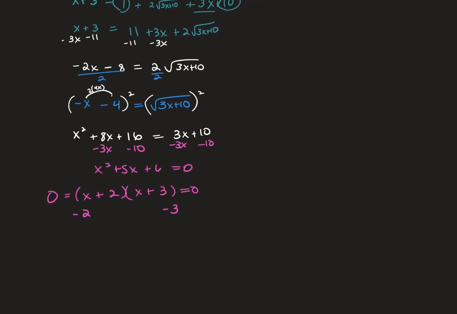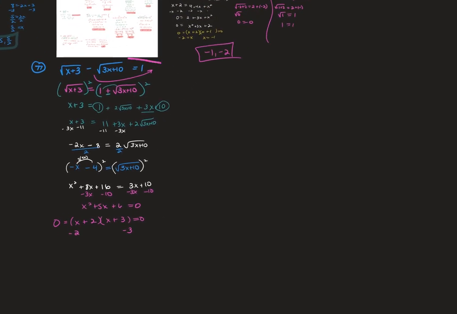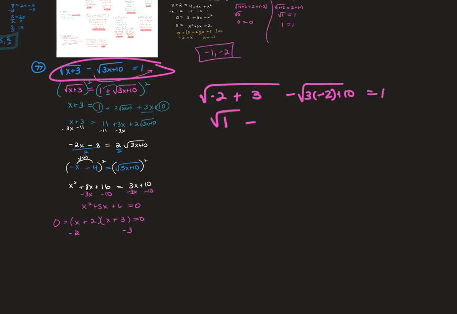But obviously this is where you've got to plug back in. So I'm going to plug them back in up here. So I get the square root of 1 minus, this would be negative 6 plus 10. That's 4. 1 minus 2 is negative 1. And that doesn't work, so that one's going to get ruled out. And then I would do the same thing with the 3.